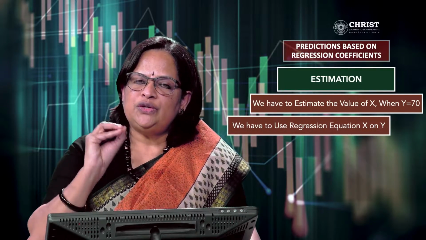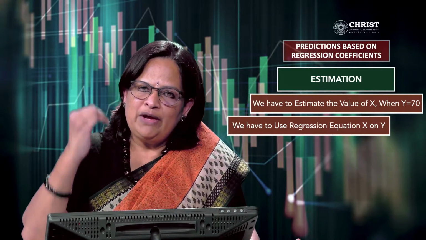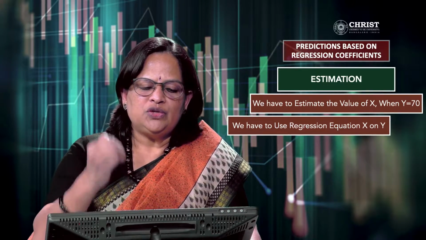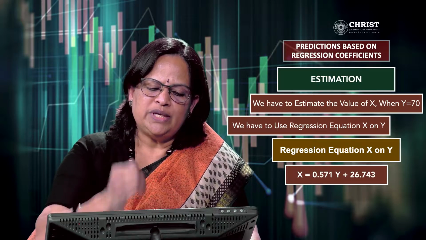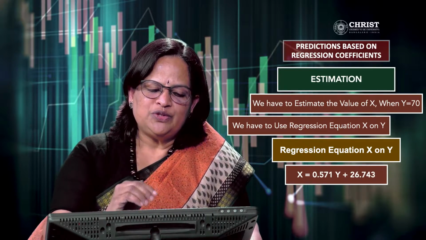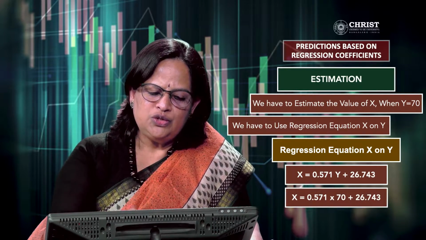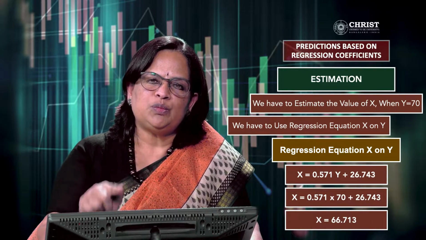Now we are going to do the prediction or the estimation. We have to estimate the value of x when y is equal to 70, so we have to use the regression equation x on y. Always students make the mistake here. When you practice the problems, you will learn which equation you have to use. The y value is given, and you have to estimate the value of x, so we use the regression equation x on y. That is x equals 0.571y plus 26.743. Now substitute the value of y, which is 70. So x equals 0.571 into 70 plus 26.743. You will get the value of x as 66.713.